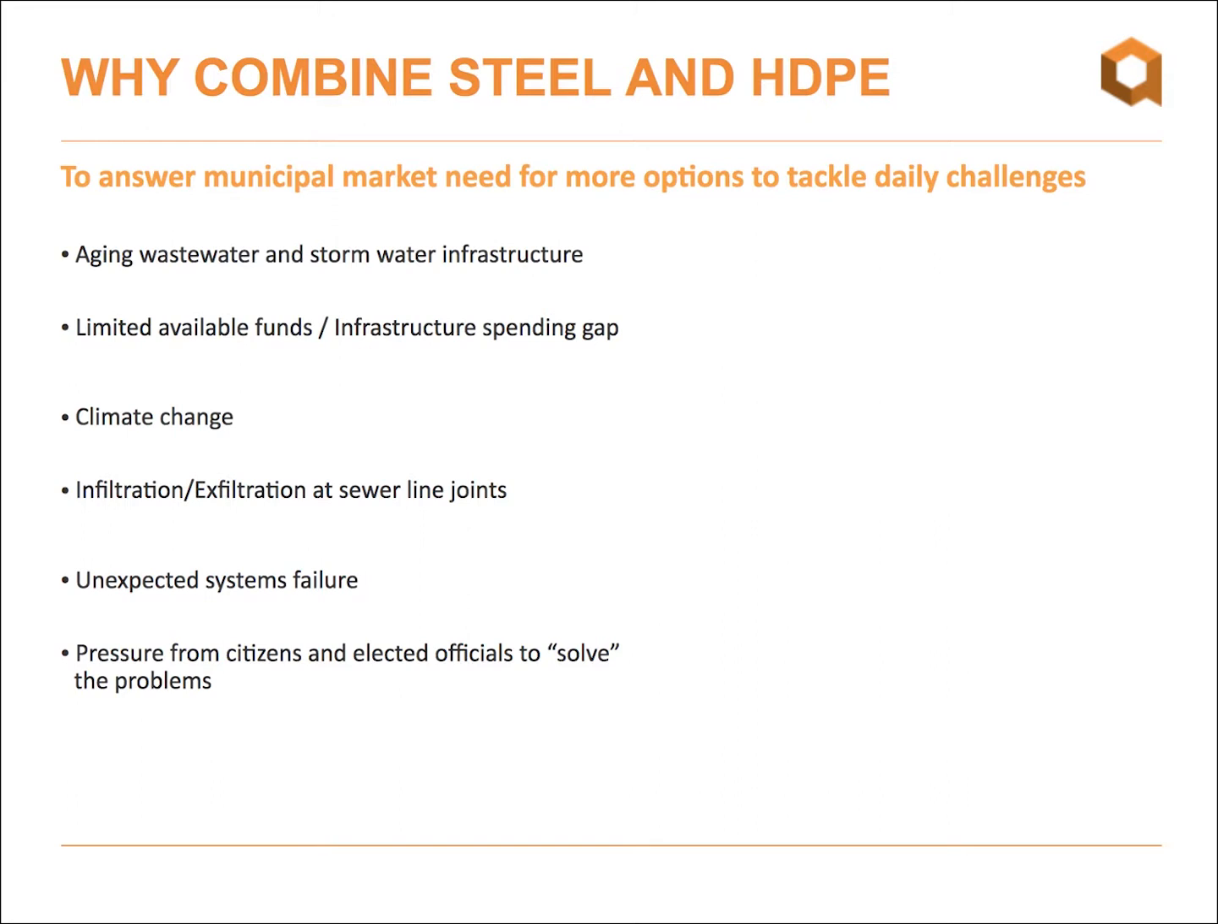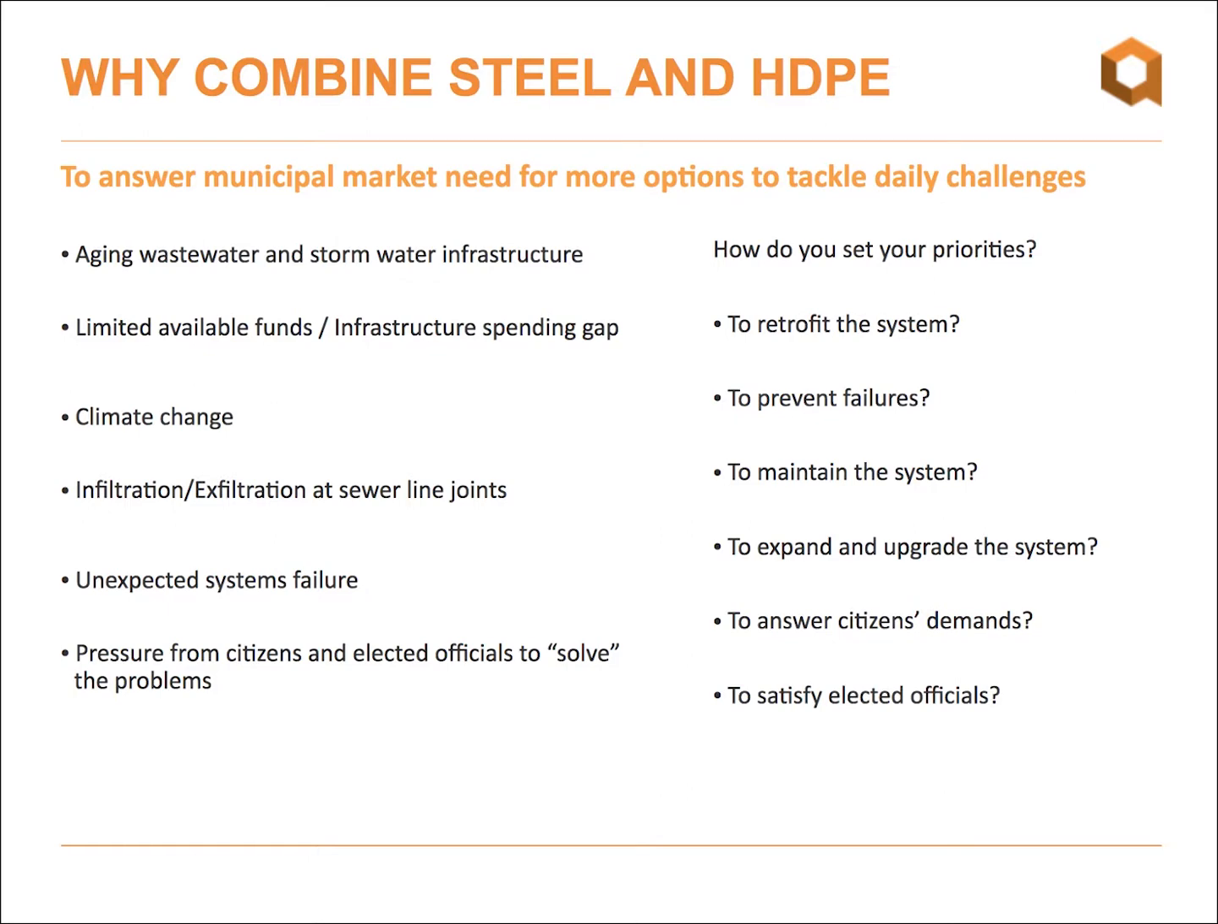I don't know if you're like me, but it seems like every 5 years we hear about a 100-year storm event happening in our locality, in our cities. The infiltration and exfiltration at the joints has been a major issue leading to unexpected system failures. And obviously, you guys are the professionals, so there's a lot of pressure from citizens and elected officials for you to solve the problems. Why don't you solve the problems? So how do you set your priorities to retrofit systems, to prevent failures, to maintain the system, let alone then try to expand and upgrade the system, to answer the citizens' demands and to satisfy the elected officials?